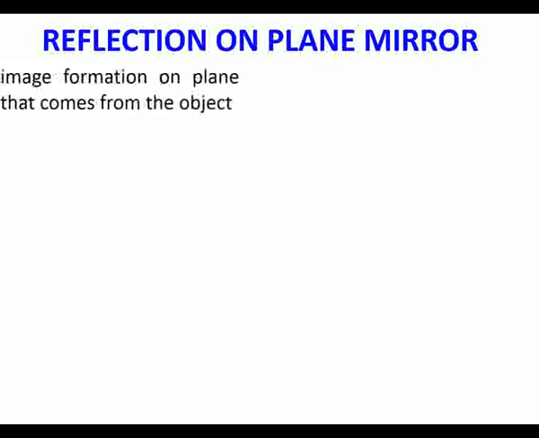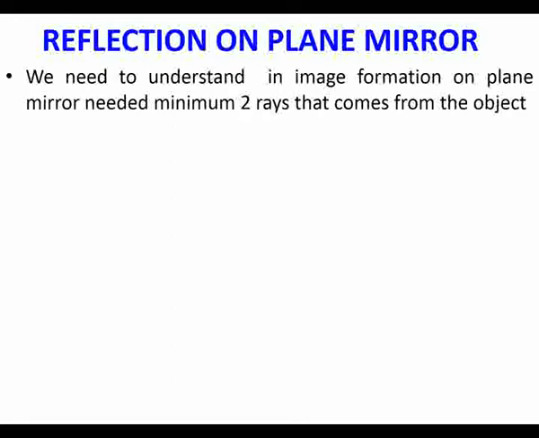Now we will learn about reflection on a flat surface, which is the plane mirror. Before we learn about reflection on the plane mirror, first we need to understand that in image formation on a plane mirror, a minimum of two rays that come from the object is needed. We have to remember that all rays come from the object.